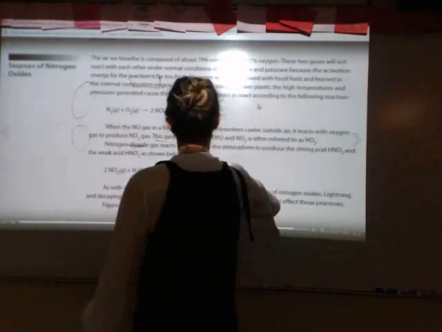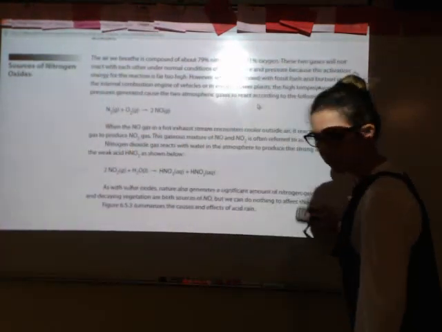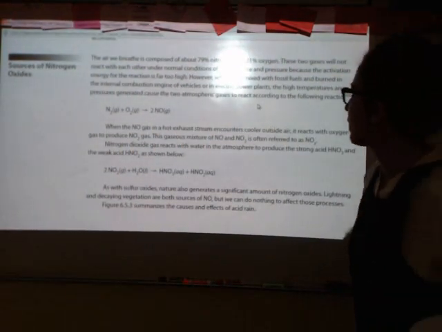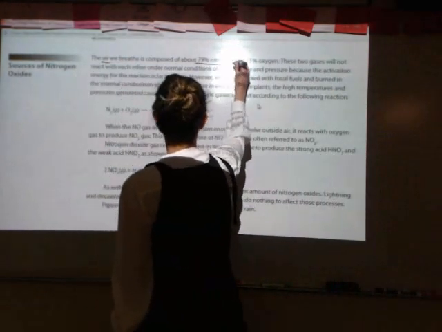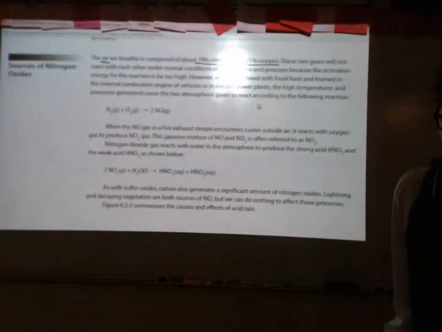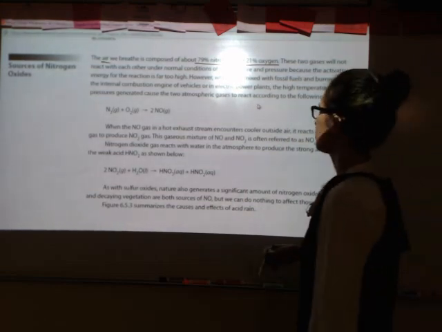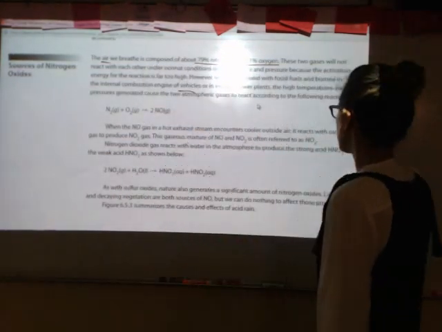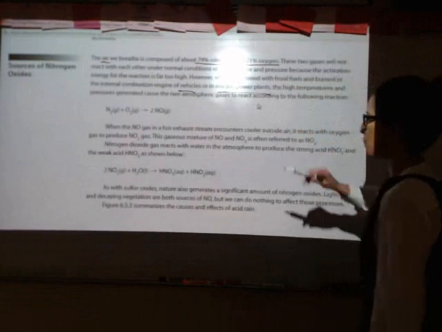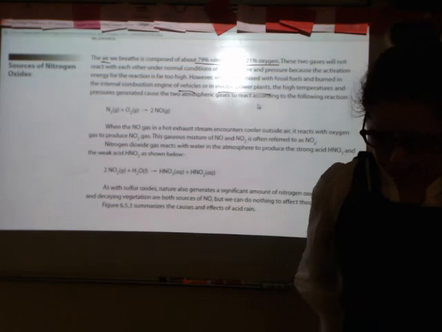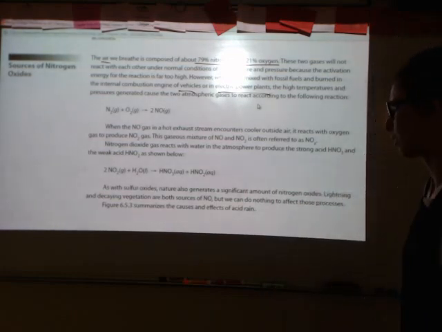Let's talk about the sources of nitrogen oxides. The air is made up of 79% nitrogen and about 21% oxygen. These two gases typically will not react because the activation energy is so high. But if we mix it with fossil fuels and burn it in the internal combustion of a vehicle or an electric power plant, the high temperature and pressure is going to make those two gases react together. And when they react, you're going to end up getting nitrogen monoxide gas.